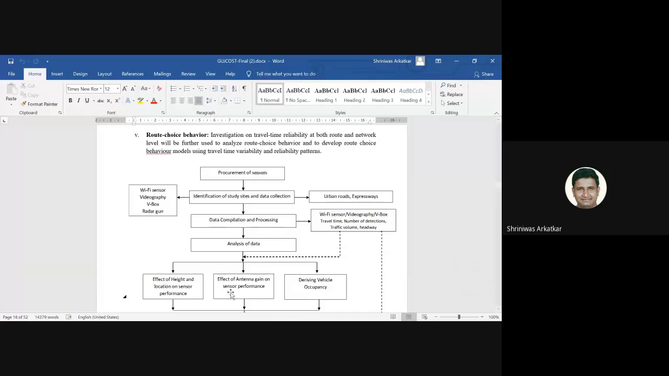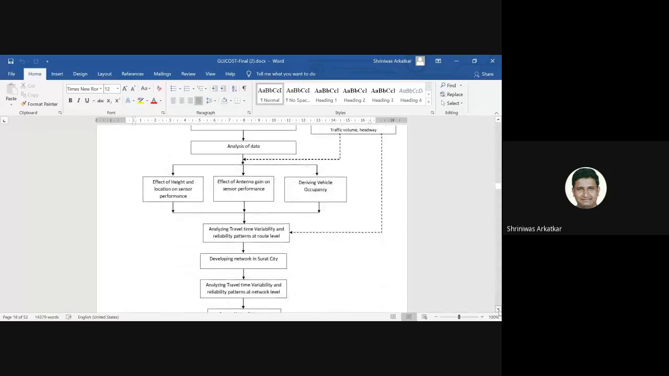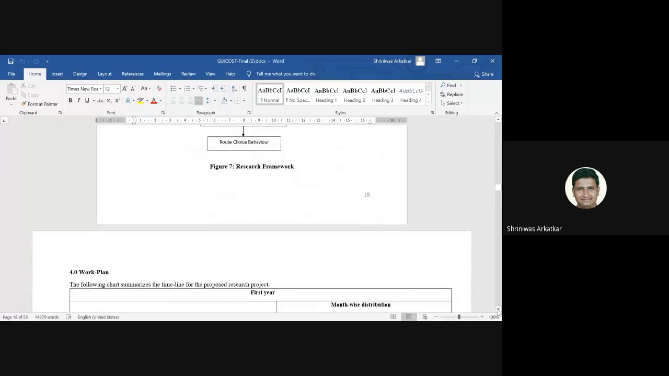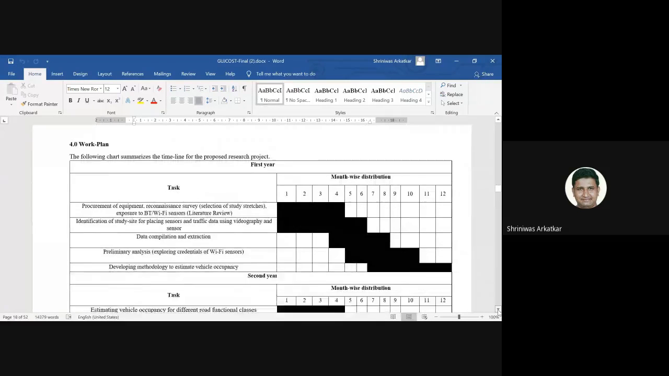Okay, these are the kind of analysis you are going to do, how you are going to do field studies. All these things you should show in the research framework. And then this is going to be the work plan.